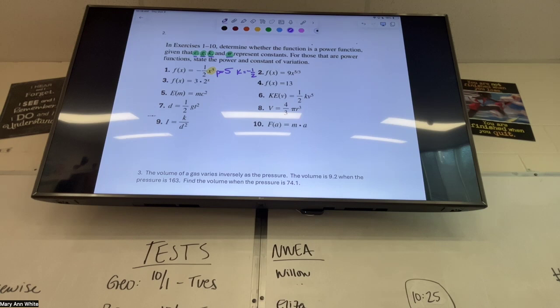Let's jump over to number 2. Do we have x to an exponent? Yep, what's my exponent? 5/3, so my power is 5/3, and what's my K constant? 9. Very good. Let's do the next one.